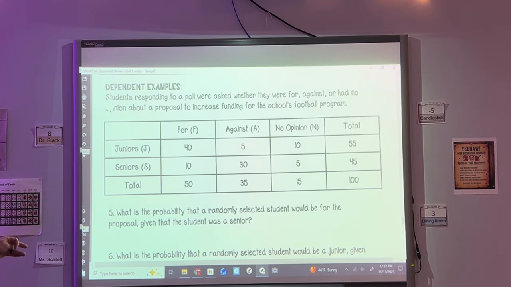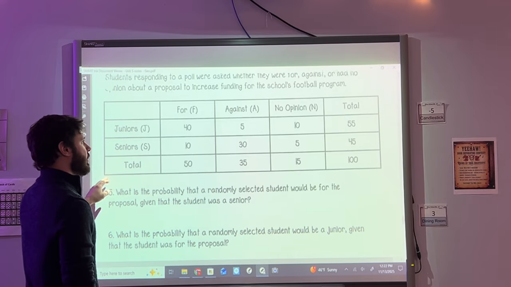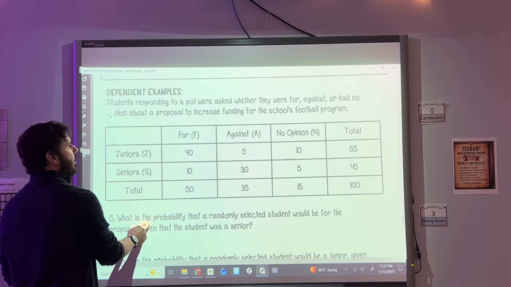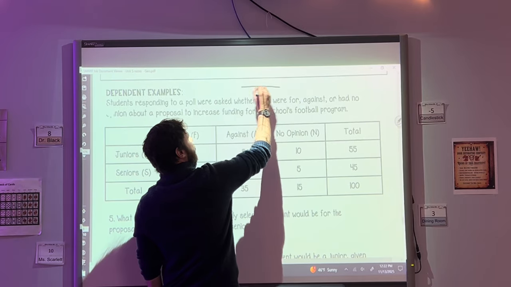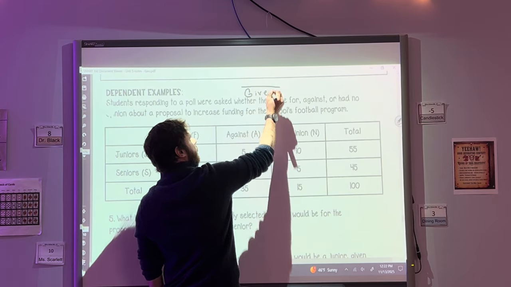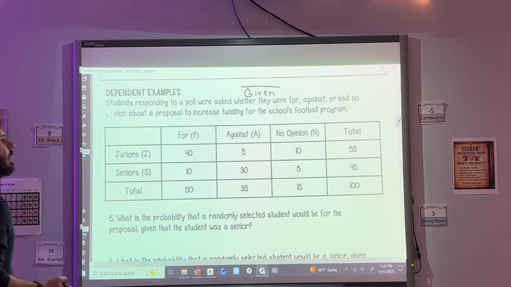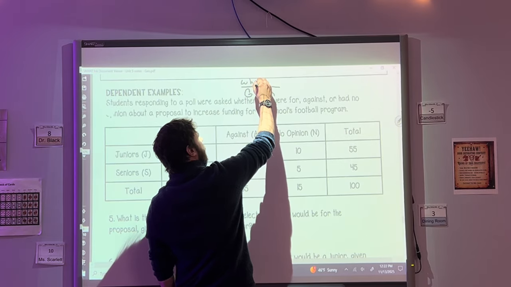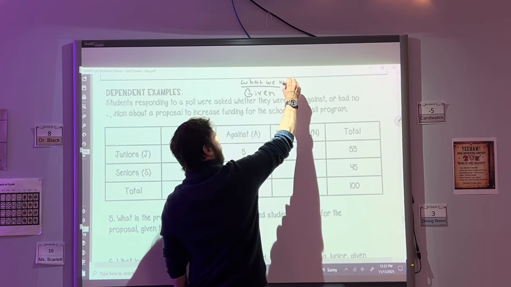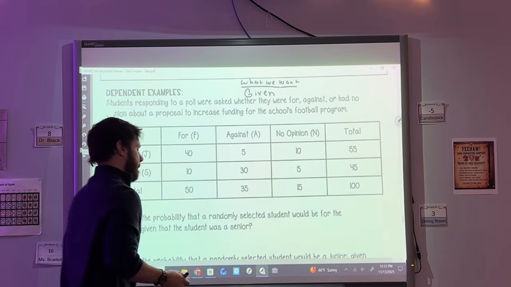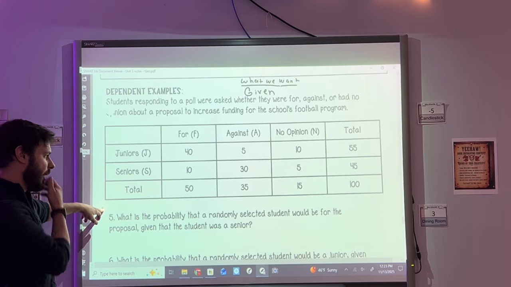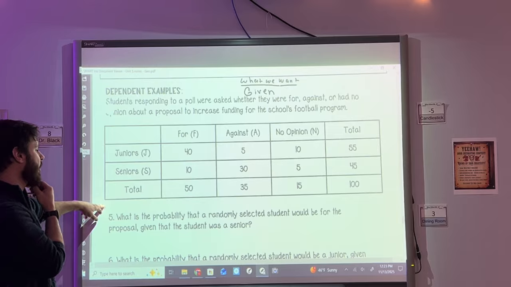What is the probability that a randomly selected student would be for the proposal given that the student was a senior? Okay. So with these ones, it's important to note that the given will always be our denominator. The given will always be our denominator. And then the numerator is generally what we want. Okay, so with that in mind, what is the probability a randomly selected student would be for the proposal if I know they were a senior?